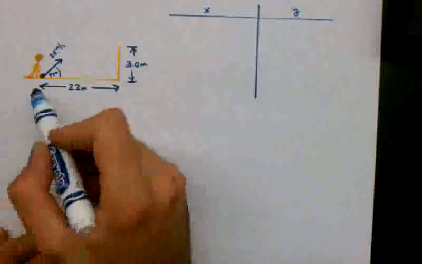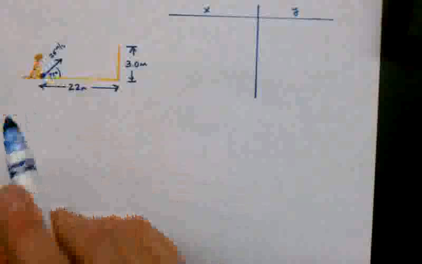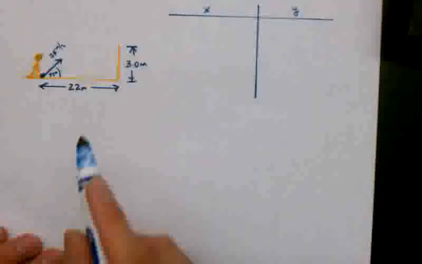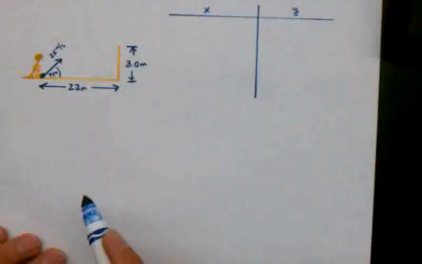In this problem, we kick a soccer ball at 45 degrees at 25 meters per second and try to get it over a fence that is 3.0 meters tall, 22 meters away. The problem asks us to figure out how far above the fence it goes over the fence, or if it hits the fence, how much higher would it have to be to get over the fence.